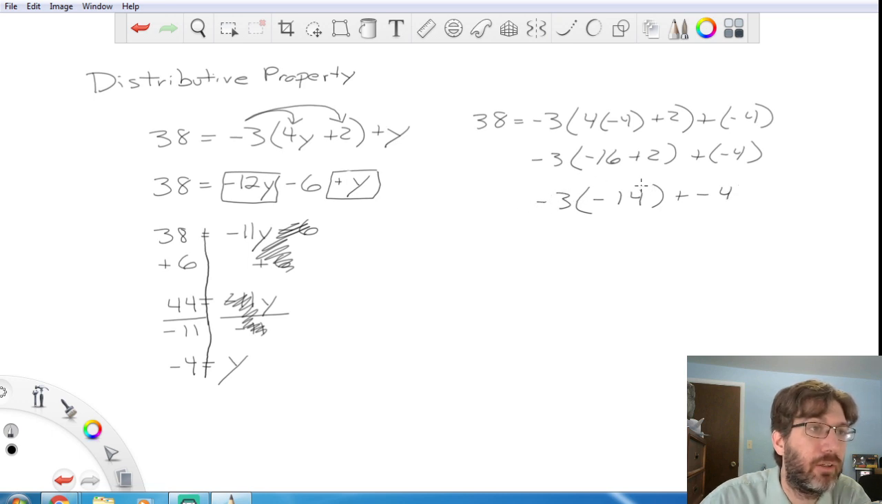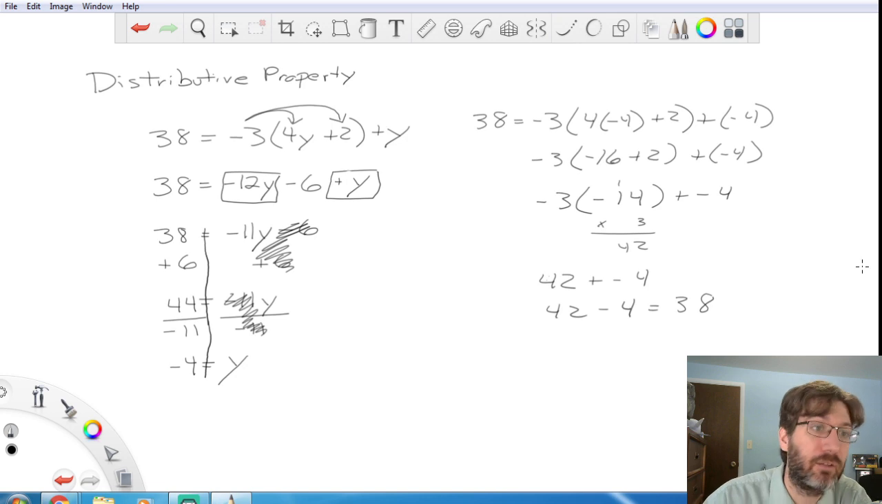Now you're going to do negative 14 times 3, which I'm not using a calculator for. That would be a positive, because this is a negative times a negative, that will give you a positive 42. And then that's going to be plus negative 4, or 42 minus 4, which gives you that 38.